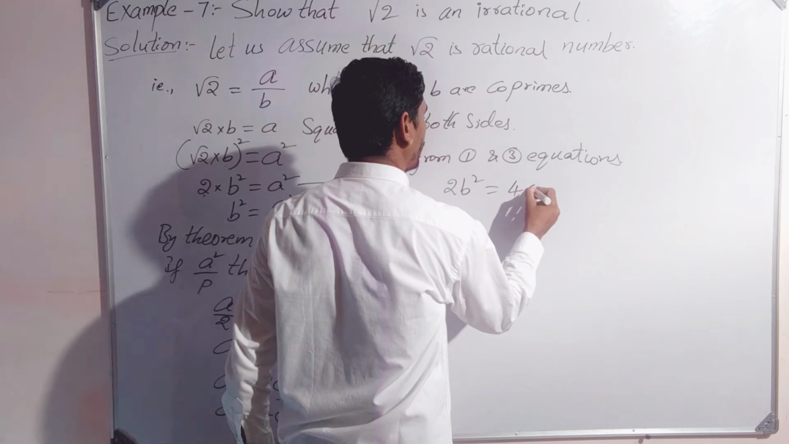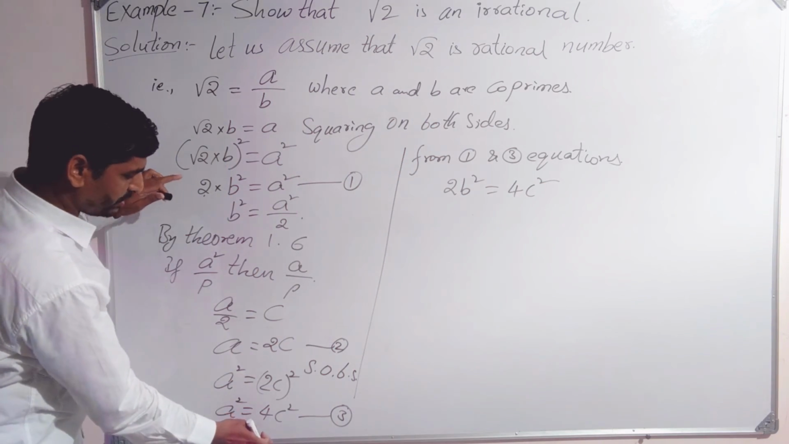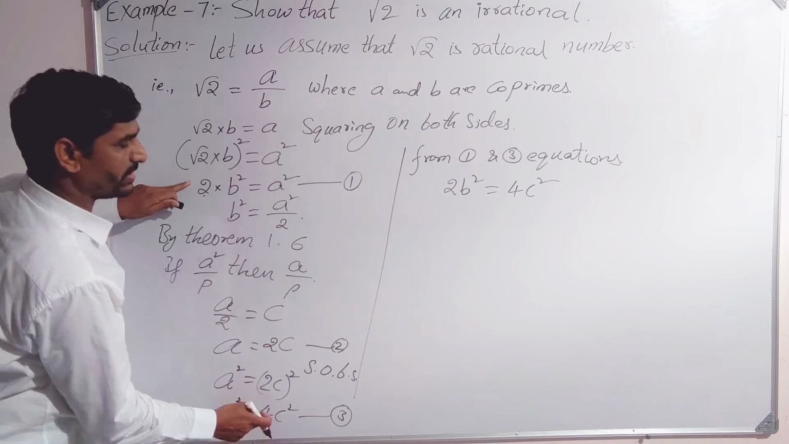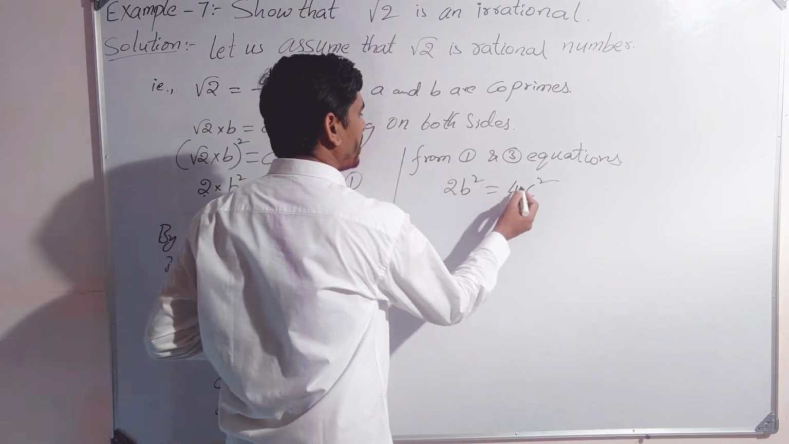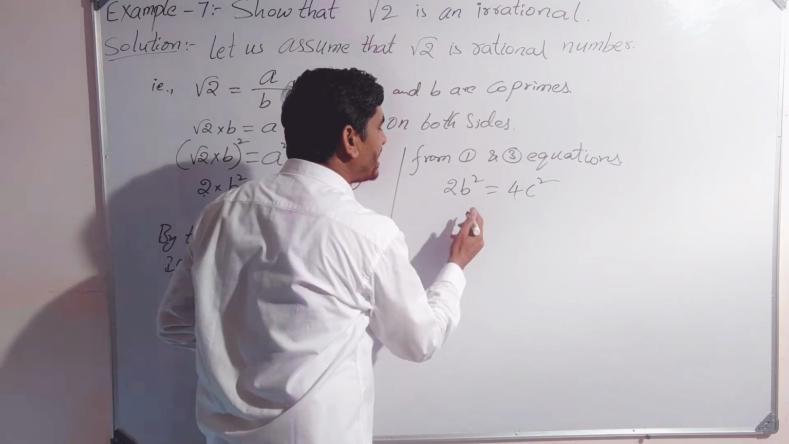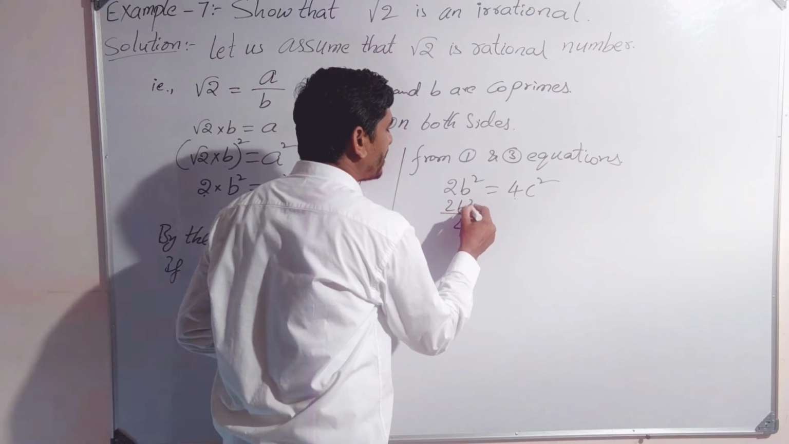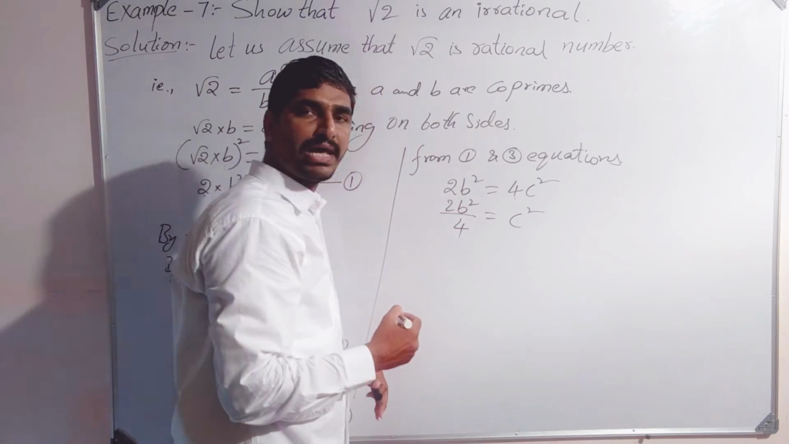Now 2b square equals 4c square. A square equals this one, and a square equals this one, so both are equal. By the transitive property we can take this. Now this is 4c square, and 4 is in the multiplication. Sending that multiplication to this side, it becomes a division: 2b square by 4 is c square.